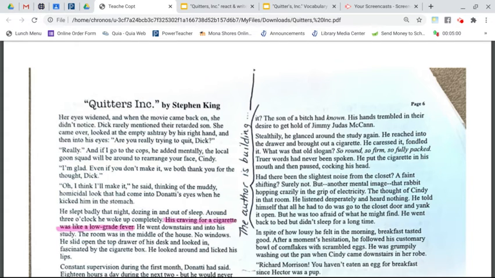The son of a bitch had known. His hands trembled in their desire to get a hold of Jimmy Judas McCann.